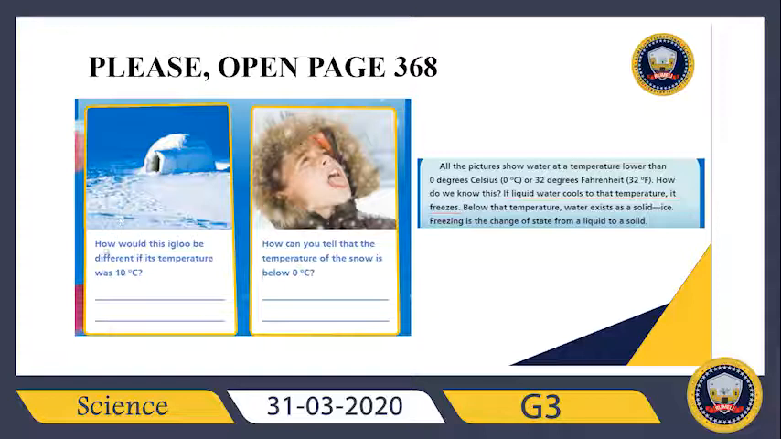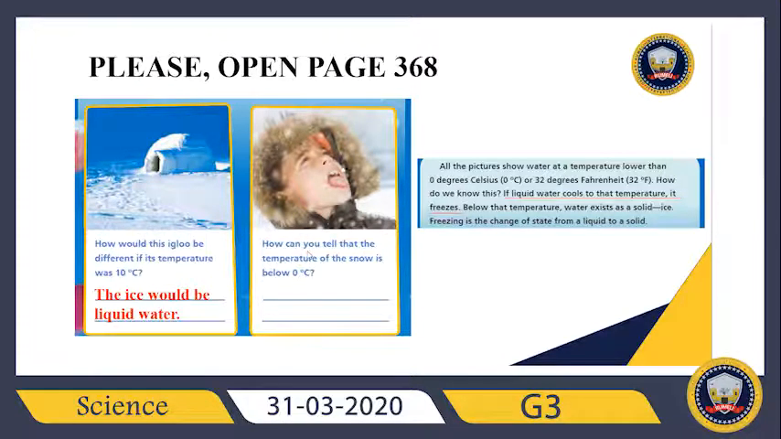Right now, let's check the question on this page. It says, how would this igloo be different if its temperature was 10 degrees Celsius? So remember, right now it's so cold, right? If the temperature will be 10 degrees Celsius, it will melt. So the ice would be liquid water. The state of matter will be changed from solid to liquid. But right now I know the temperature is so low.